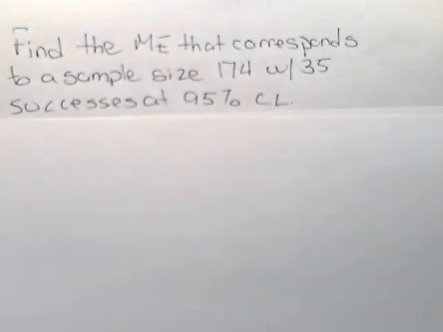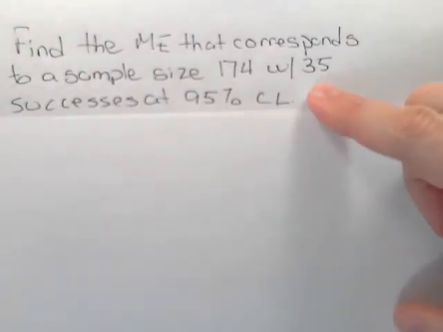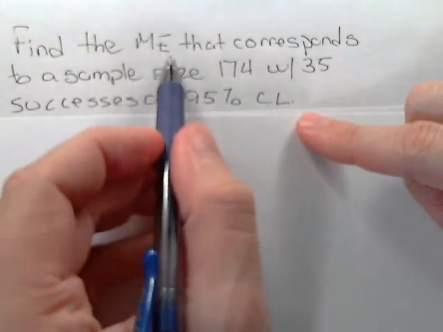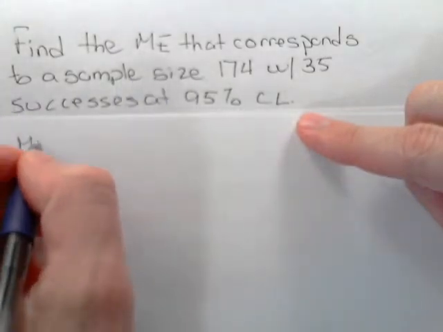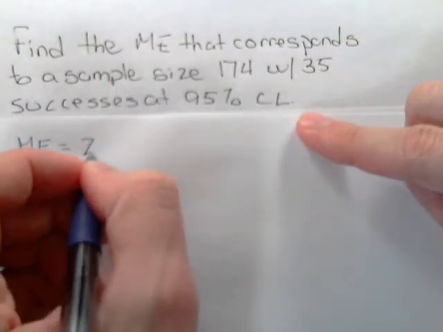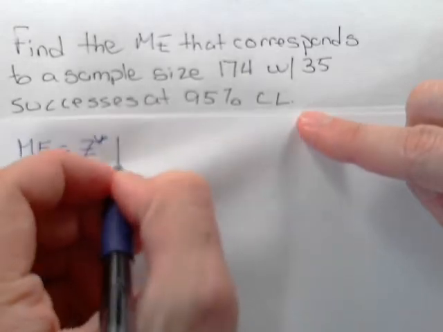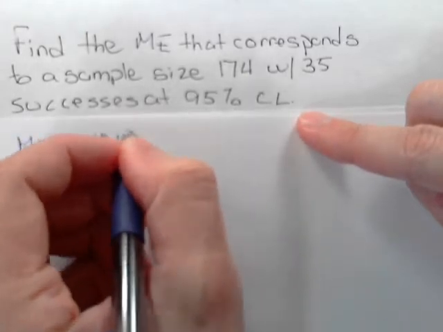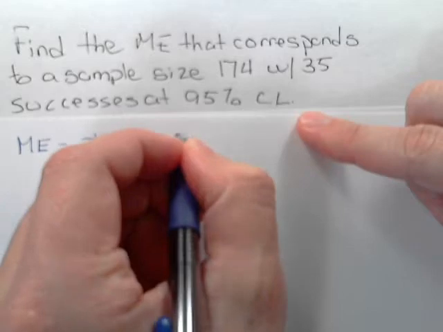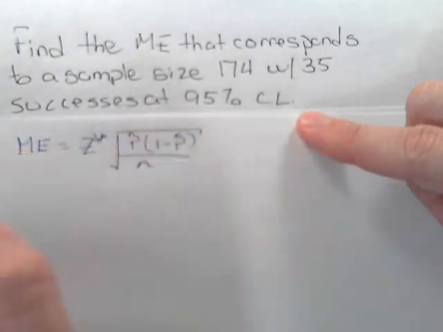Find the margin of error that corresponds to the sample size of 174 with 35 successes at 95% confidence level. First of all, the formula for margin of error for a one sample proportion is: margin of error is equal to z star, and then the square root of p hat, the sample proportion, times 1 minus p hat, over n.